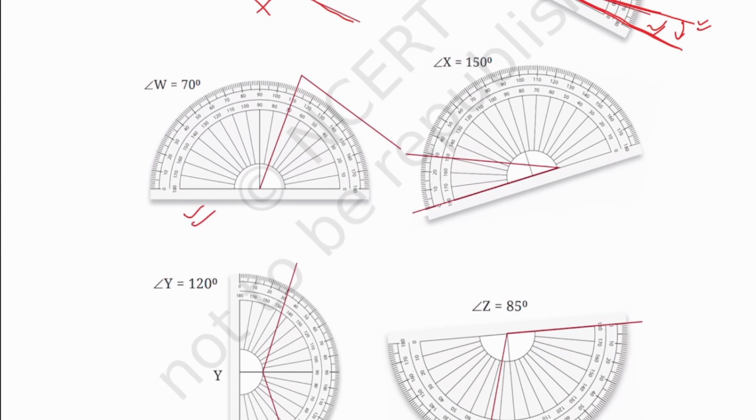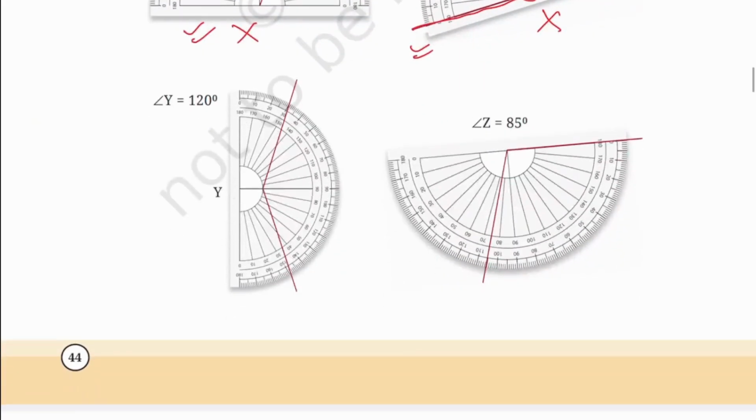Similarly, the problem here. But if you see this one, though this is aligned, you can see the vertex doesn't match with the vertex or center of the protractor. So this is wrong and this is wrong. Similarly, you can see this vertex is not overlapping the center of the protractor. So this is wrong.